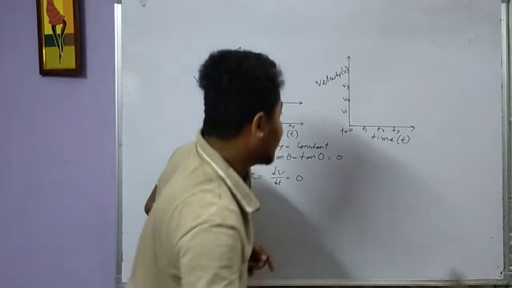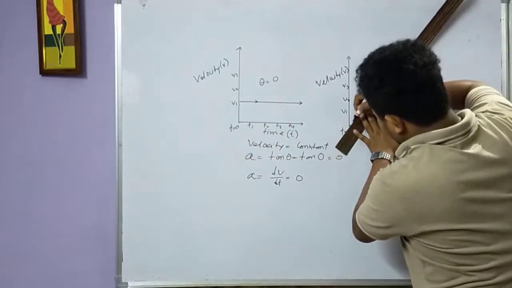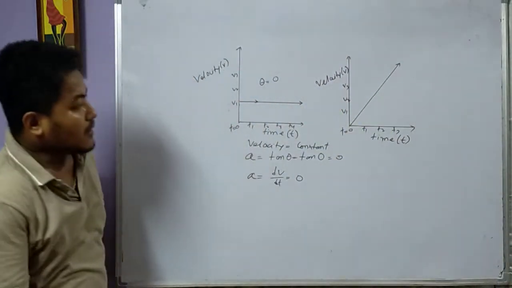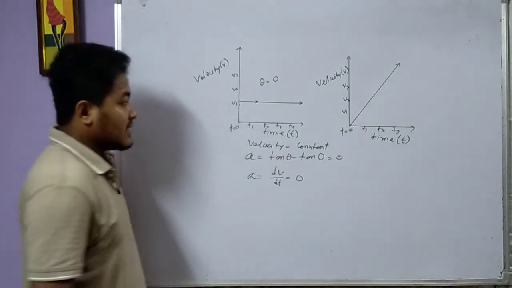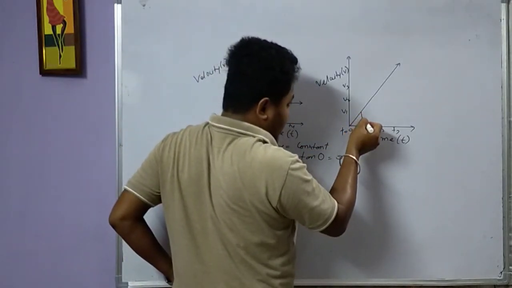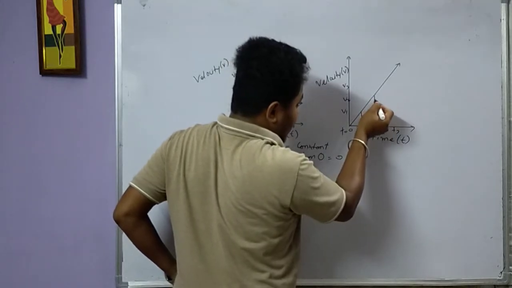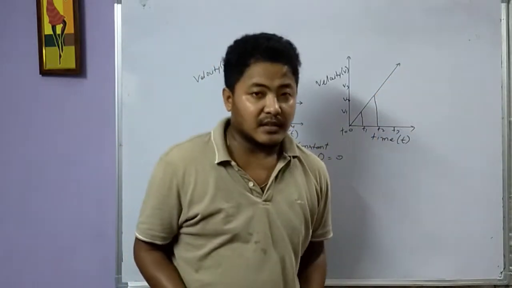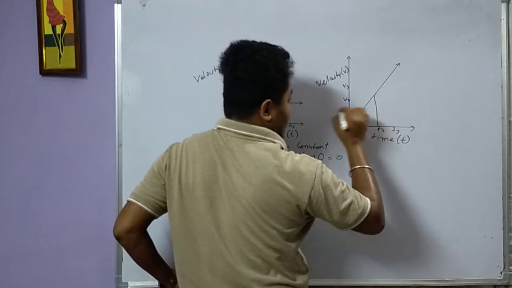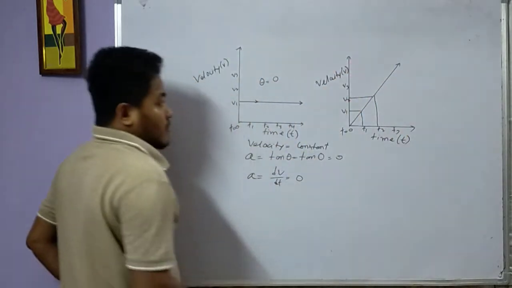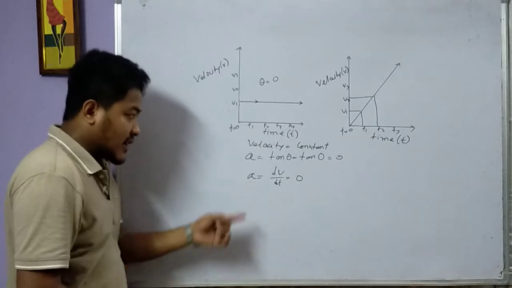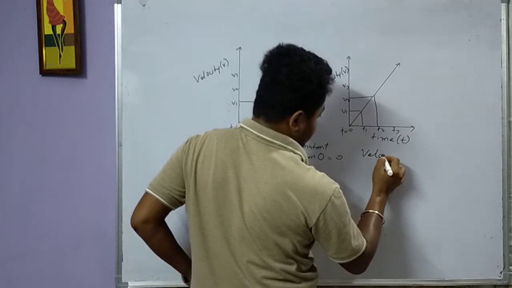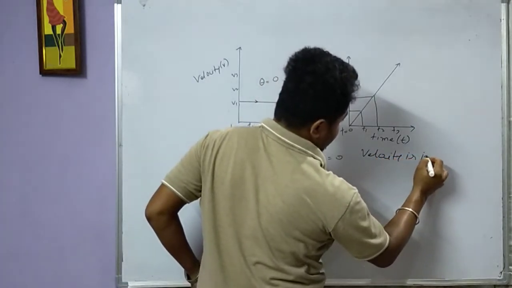Now in this case, if you find a straight line that is passing through the origin like that, what will happen? As you can see, at t1 time velocity is increasing this much, at t2 time velocity is increasing this much. That means velocity is increasing gradually. Velocity is increasing, but in the previous case velocity was constant, that is why acceleration became 0. But in this case, since velocity is increasing, you can write that velocity is increasing.